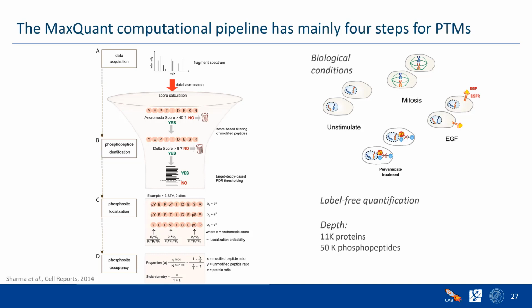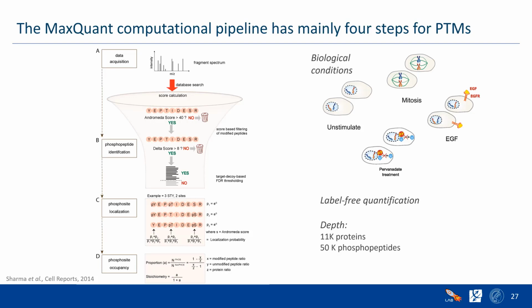This data set will also be used for tomorrow's computational PTM tutorial on Perseus, so I will briefly introduce the biological conditions as well. There were 4 groups, and one of them is control, which had no stimulation. The other one is mitosis. In mitosis, we know that there are a lot of phosphorylation events occurring, and we expect to see a lot of changes. Then EGF, a growth factor, was applied for either 5 or 15 minutes.